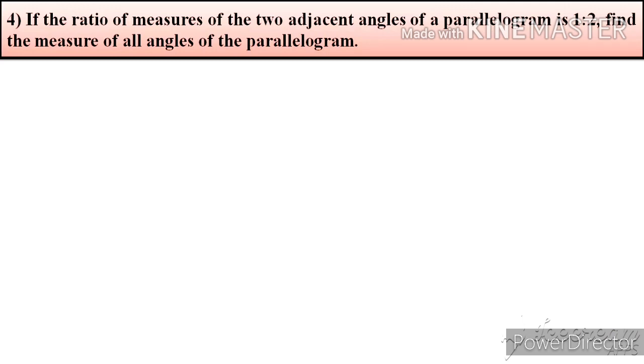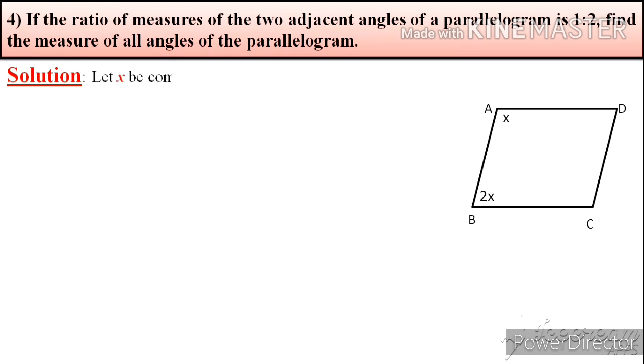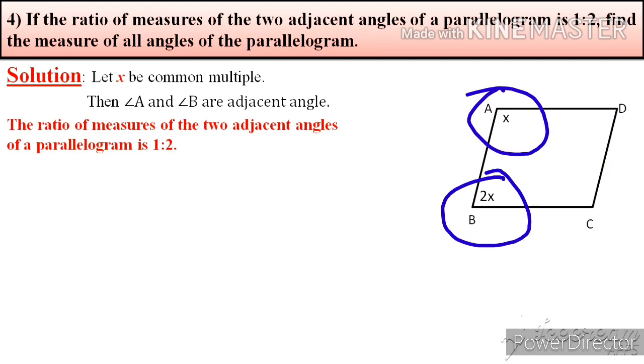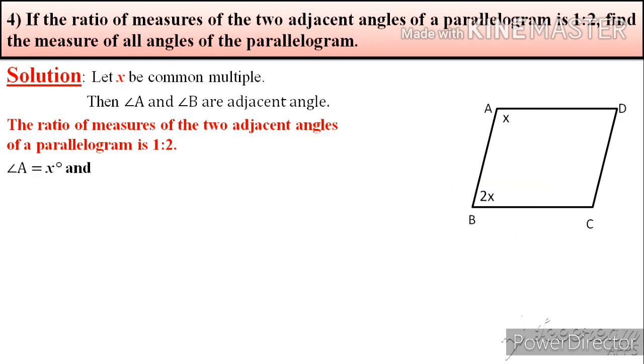If the ratio of the measures of two adjacent angles of a parallelogram is 1:2, find the measures of all angles of the parallelogram. I have drawn the figure, quadrilateral ABCD. Angle A is given as x and angle B I have given as 2x. Solution. Let x be the common multiple.